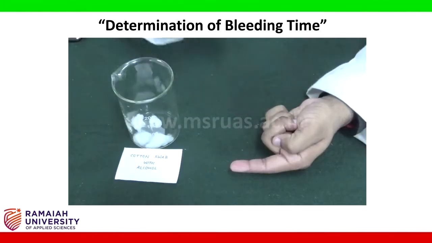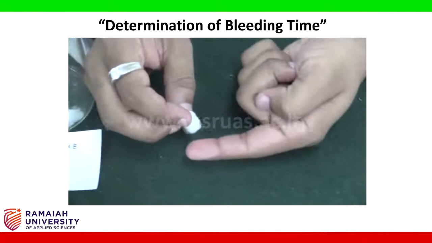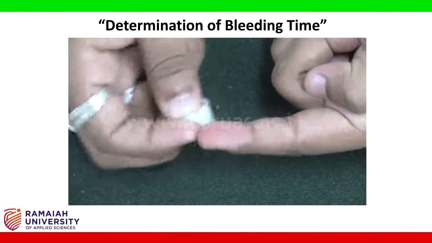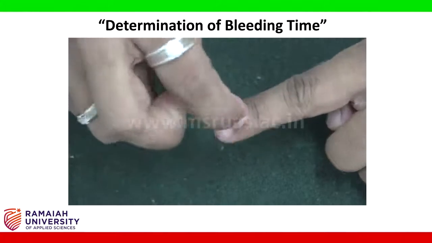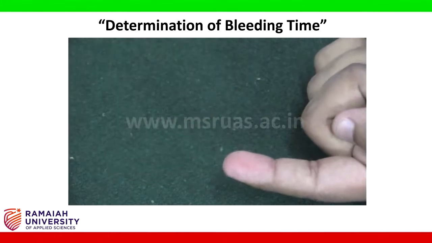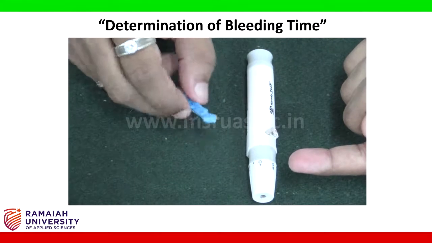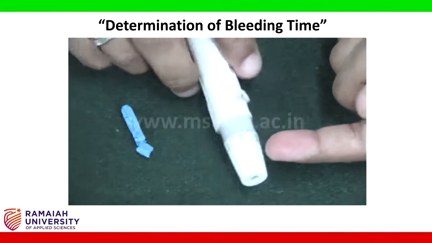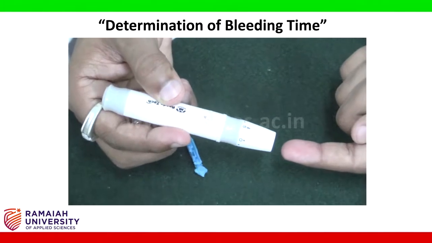First, sterilize the finger bulb with a cotton swab containing 70% alcohol. The finger bulb has to be cleaned from both the sides and allow the alcohol to vaporize. After the alcohol vaporizes, you can manually use the pricking needle to prick, or you can use the automated lancet device to prick the finger bulb.